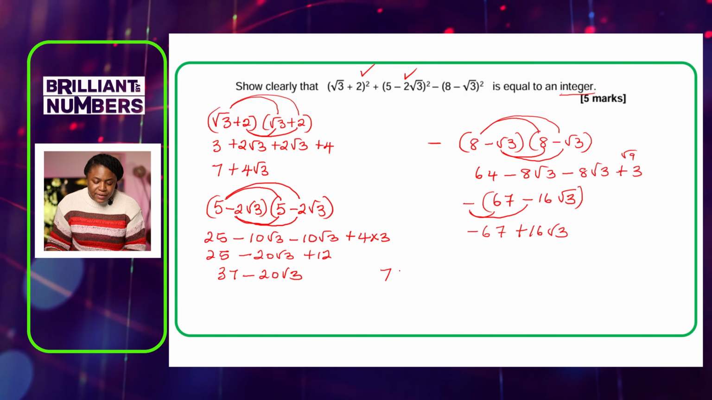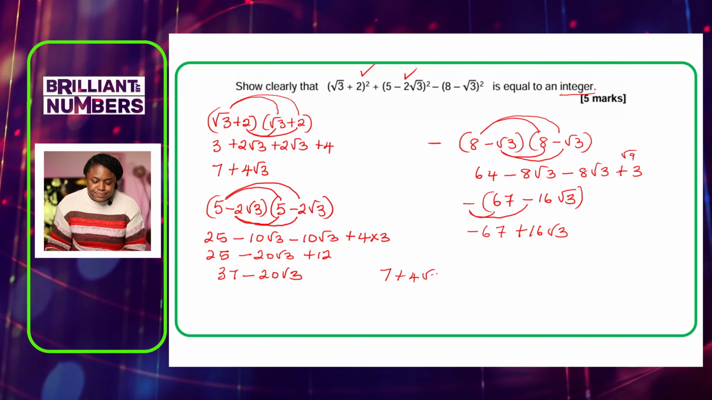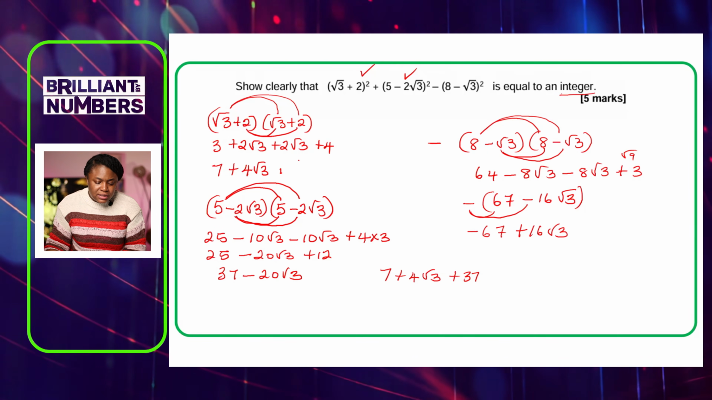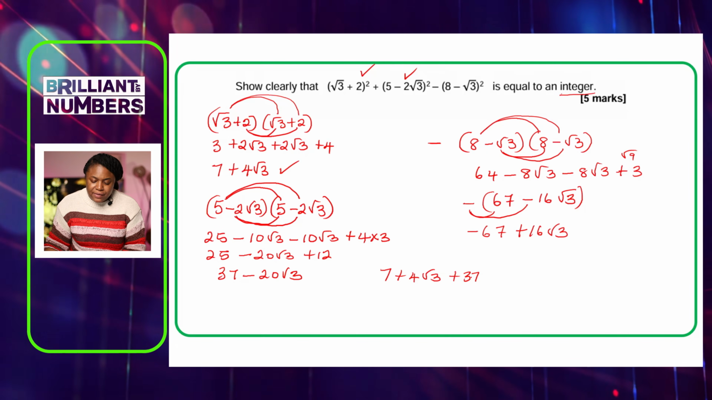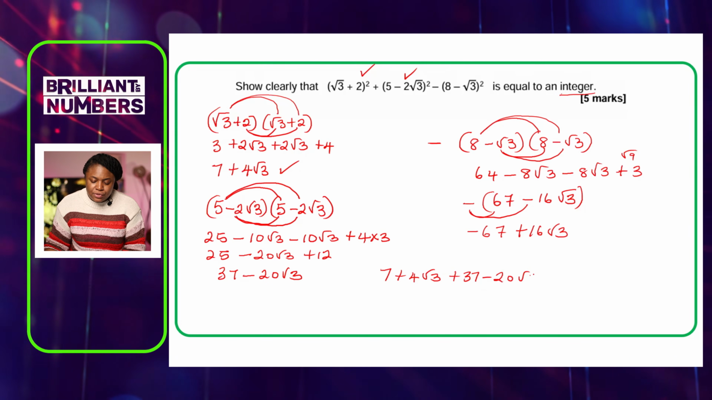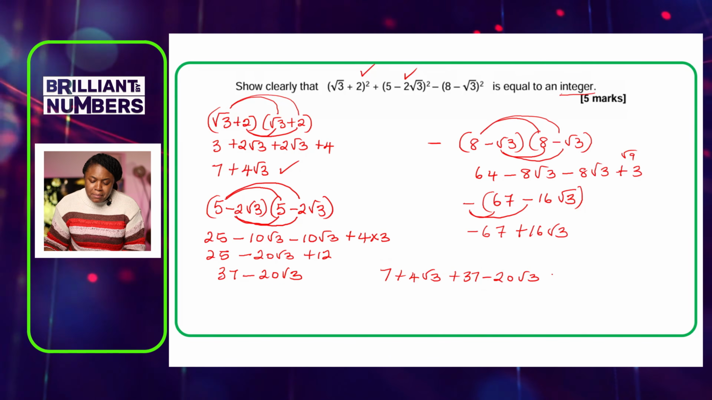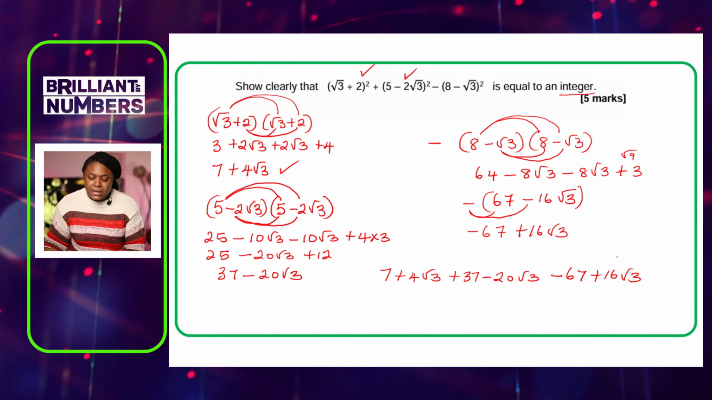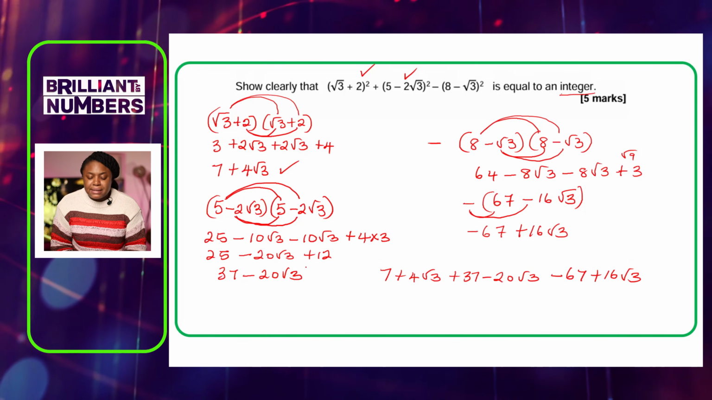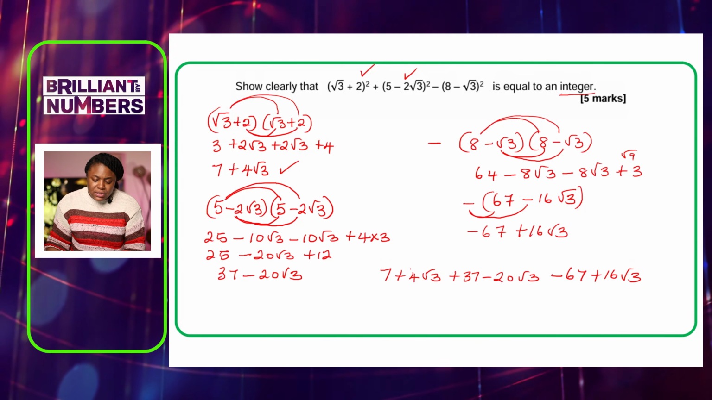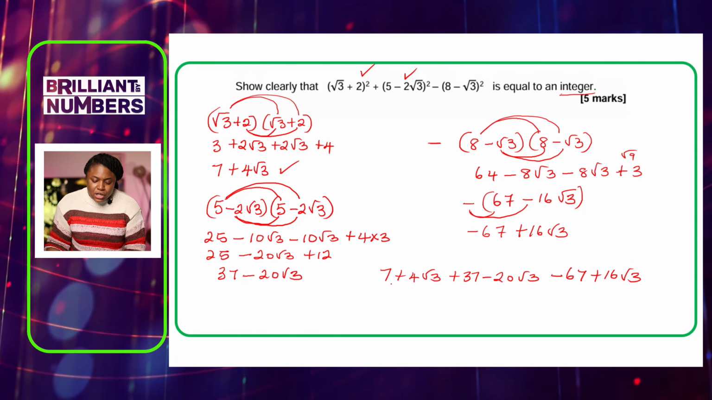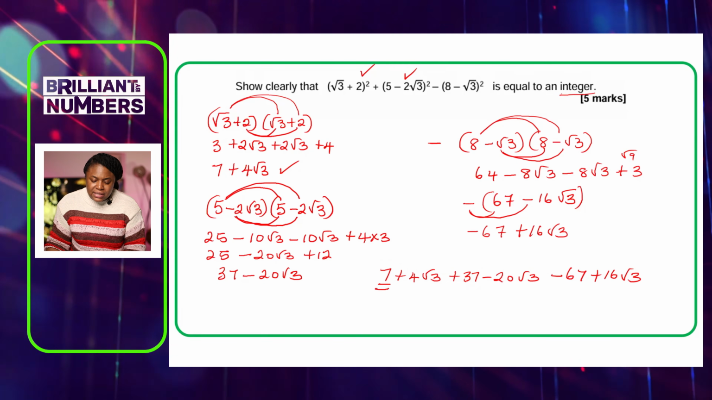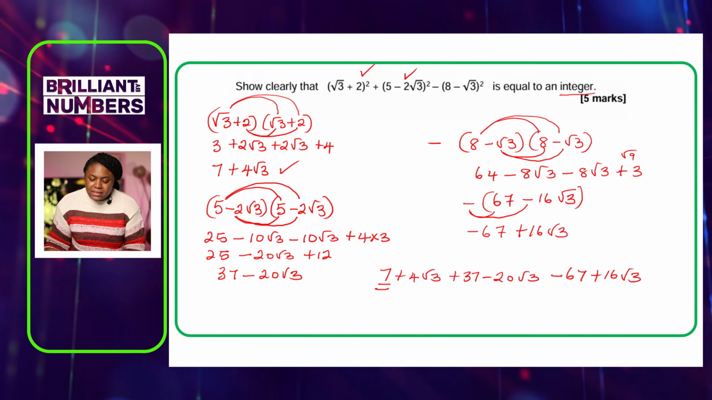So I've got 7 plus 4 root 3 plus 37. So that's this part. Let's just tick it off as we go. Plus 37 minus 20 root 3. And then we've got minus 67 plus 16 root 3. All we need to do now is just simplify. So I'm going to take my numbers first. So I've got 7 here. And then I've got 37. And I've got minus 67.